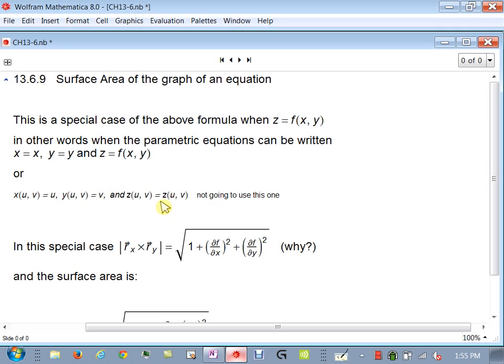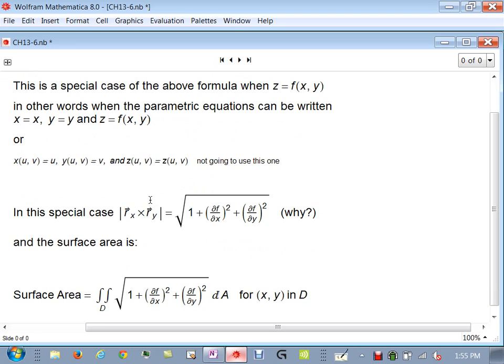All right, now I'm not going to use this, but the book doesn't use this either, but that's what I'm trying to get you to see is that if the first component of the vector function is just u, the second component is just v, and then the third one is some function of both u and v, then that's just basically this case right here.